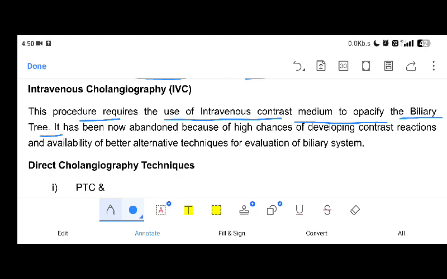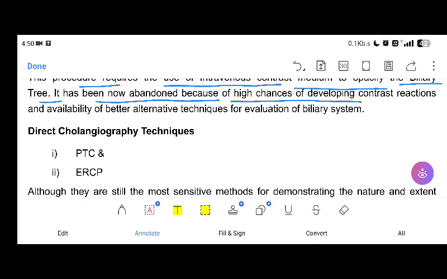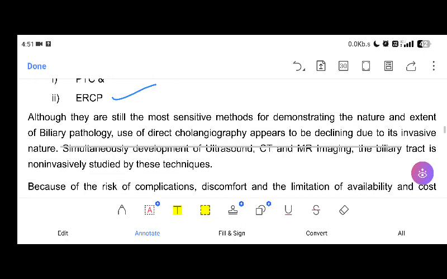And intravenous cholangiography, IVC, is a procedure that requires the use of intravenous contrast medium to opacify the biliary tree, and it has now been abandoned because of high chances of developing contrast reaction. इसमें कंट्रास्ट रिएक्शन का चांसेस बहुत ज़्यादा होता है, इसलिए इसको भी छोड़ दिया गया. And availability of better alternative techniques for evaluation of the biliary system, और इससे बेहतर टेक्निक्स भी हमारे पास अवेलेबल हैं. Direct cholangiography techniques, PTC, percutaneous transhepatic cholangiography and ERCP, are available.